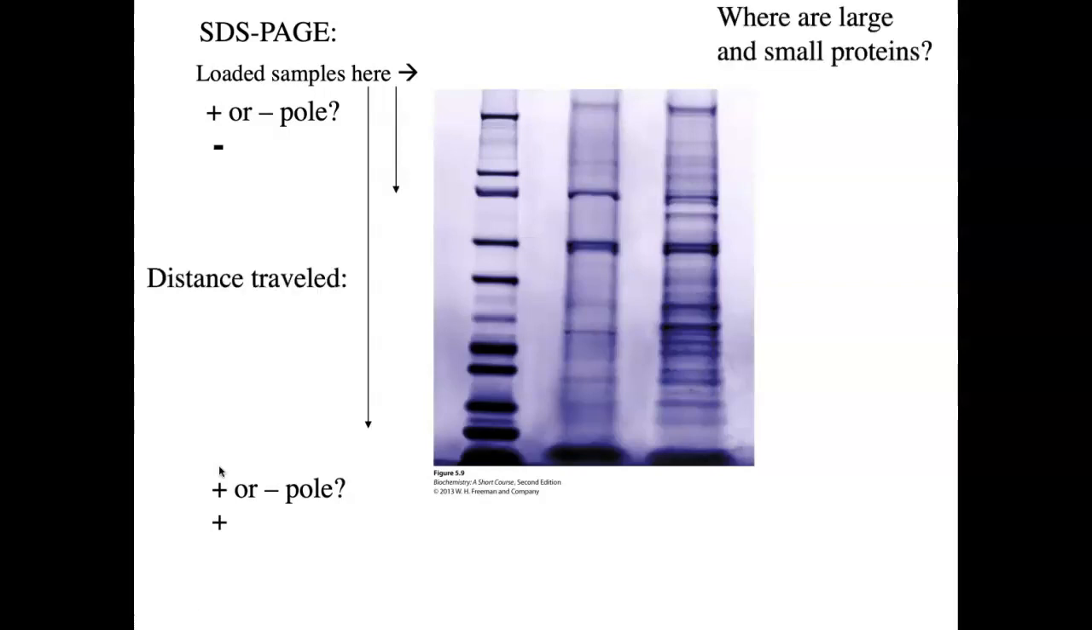And then where are the large and small proteins going to be? Large are going to travel a shorter distance, whereas small are going to travel much longer, right? Because it's easier for them to get through. This is going to be an important distinction when we talk about purification methods, with how we separate by size.